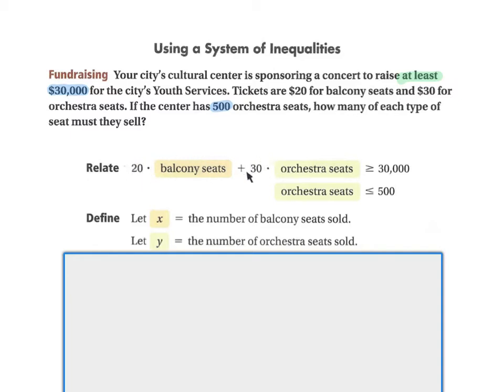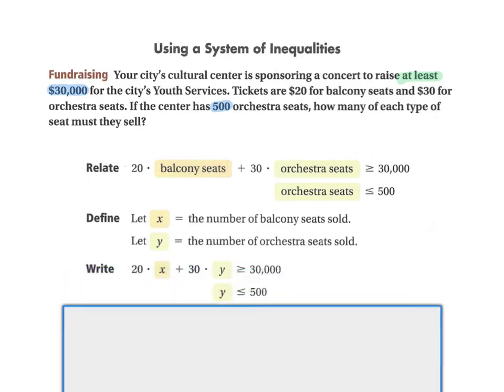That's why that 20 and that 30 are there. This is just number of seats, so it doesn't have a value other than that, so I can leave it just orchestra seats. And now that I have defined them, I can replace those with X's and Y's, and here's what it looks like. So $20 times a balcony seat plus $30 times an orchestra seat.